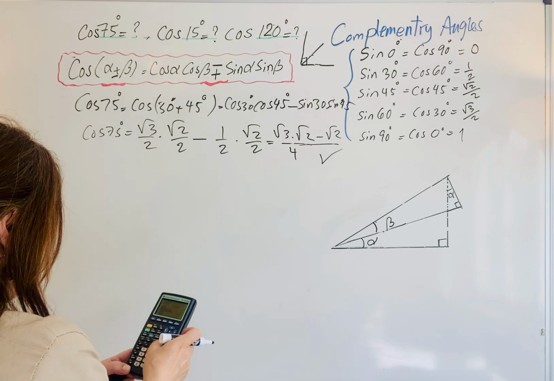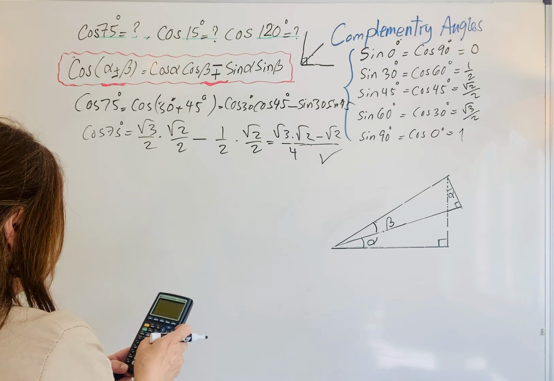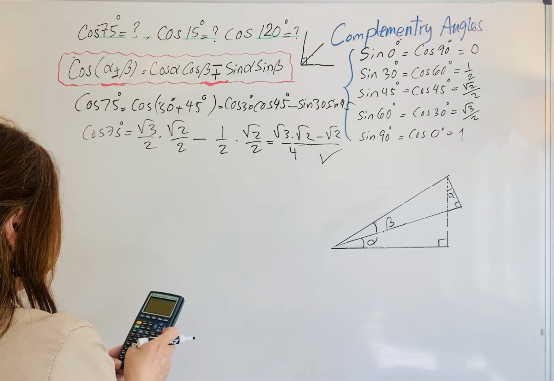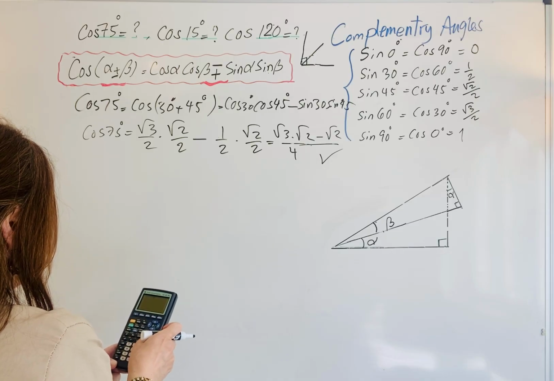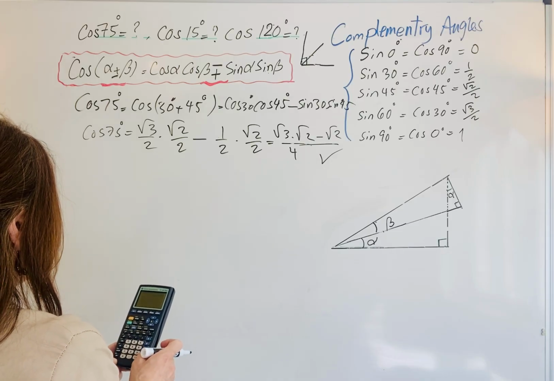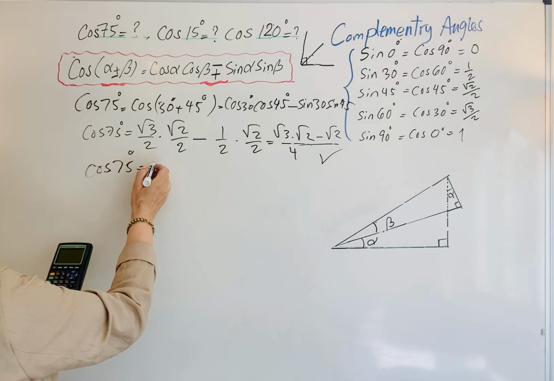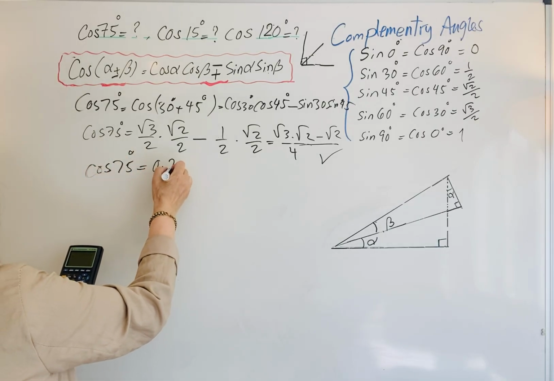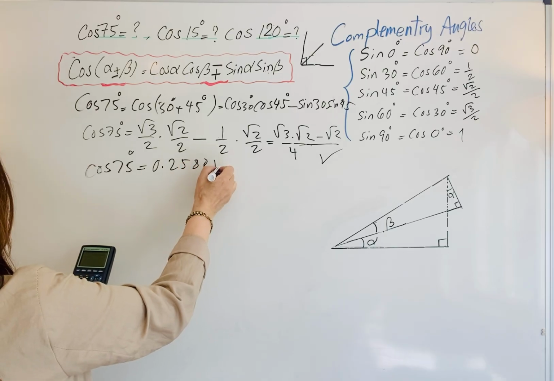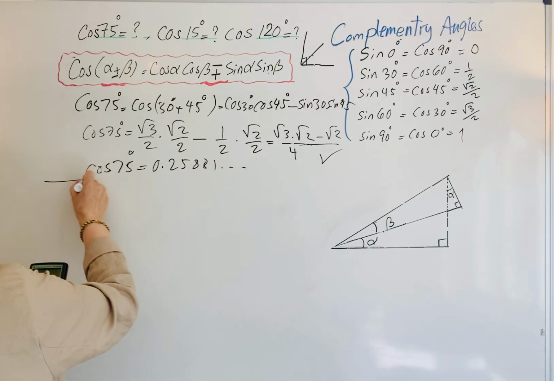Okay, back to it, just cosine of 75 gets something like 0.25881, right? Good.